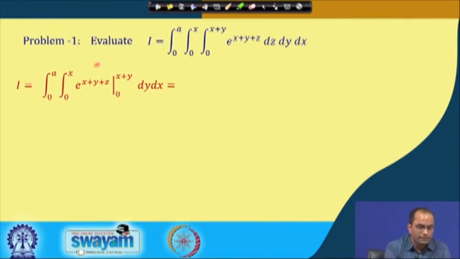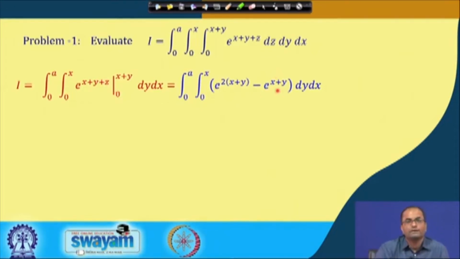We can substitute that. Once we put this limit of z as x plus y, we get 2 times x plus y, since x plus y was already there, then z is substituted as x plus y. So we are getting exponential power 2 times of x plus y, minus the lower limit, where z is set to be 0. So we will get e power 2 times x plus y minus e power x plus y, and now we have only the 2 integrals left, with respect to y and then with respect to x.